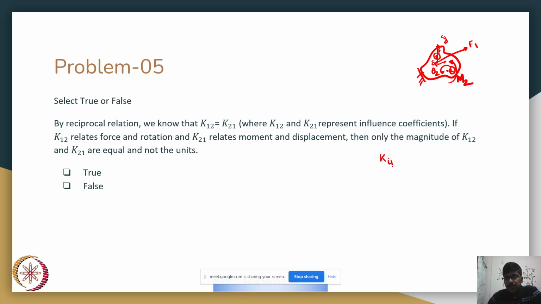By reciprocal relation we know that K12 is K21. So the reciprocal relation is Kij is equal to Kji. This holds true for the generalized definition of influence coefficient, where either of force or moment can be related to either of displacement or rotation, which is exactly what is happening here. K12 is a force rotation influence coefficient, whereas K21 is a moment displacement influence coefficient. But if you look at their units as well, the unit of K12 is equal to the unit of force 1 upon rotation 2.